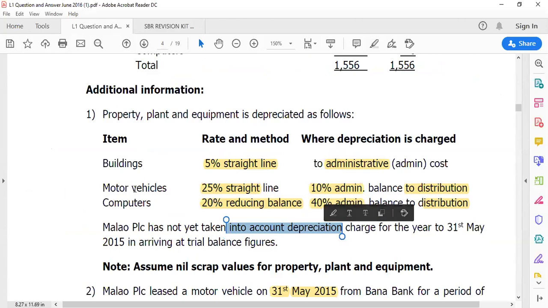Look at motor vehicles. 25%, 10% to admin, balance to distribution. You see? Computer, 20%, 40% goes to admin, balance goes to distribution. Buildings, 5% goes to admin, all of it. So what do we do? We simply go there and apply these rates. So how do we do it? Usually, I don't know why we didn't do that first. Maybe you were overwhelmed with the free marks. Okay, so there we go. So we have admin.